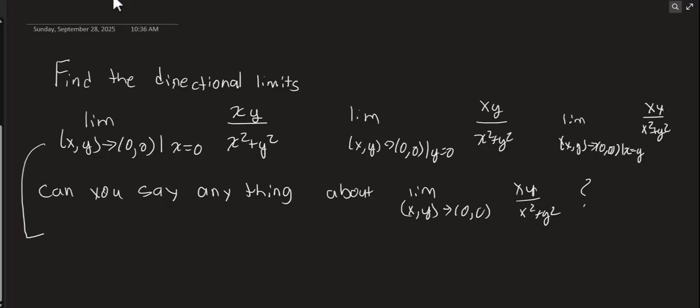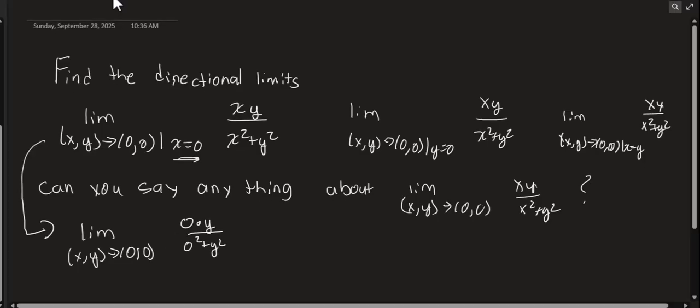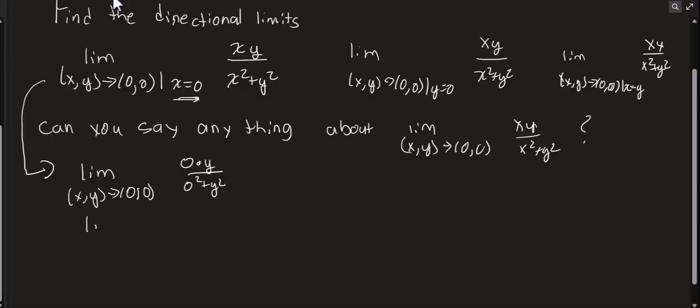So for this first one, we start off by putting in x equals 0. So I'm going to take the limit as xy goes to 0, 0, and I have 0 times y over 0 squared plus y squared, and that gets me the limit as xy approaches 0, 0 of 0, because 0 times y is 0, over y squared, and that just equals 0.